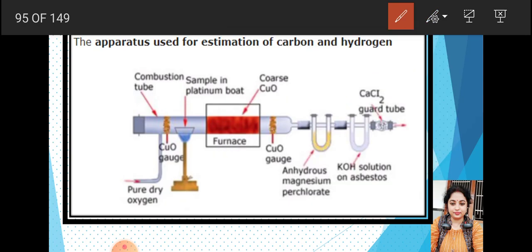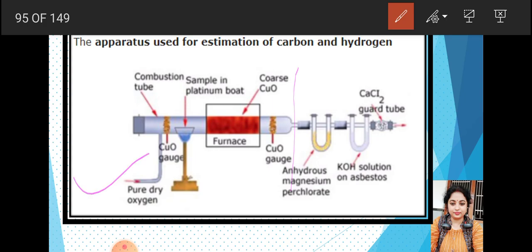Now let's see the procedure. The combustion tube is detached from the absorption apparatus when we are going to start. It is strongly heated, and during heating, dry oxygen is circulated.